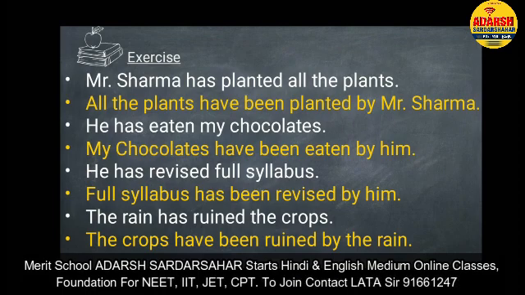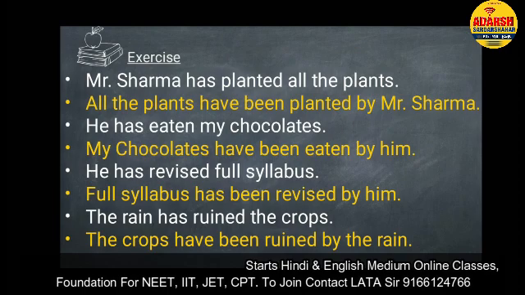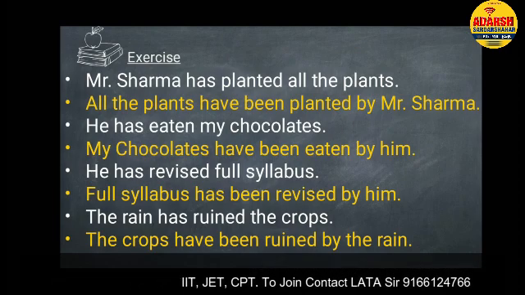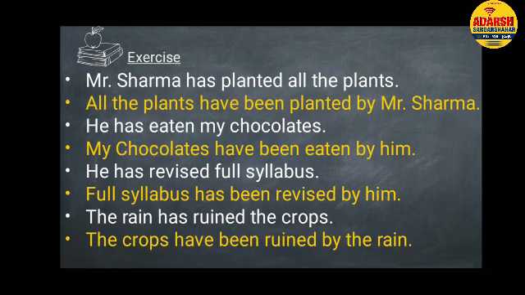So let's put full syllabus, which is our object, in the place of subject according to our second step, and he in the place of object in its objective form. The objective form of he is him, so we put him in the place of object, and we put by before our subject, which is him. With it we put the verb's third form, because in passive voice we always use past participle, which is the verb's third form.